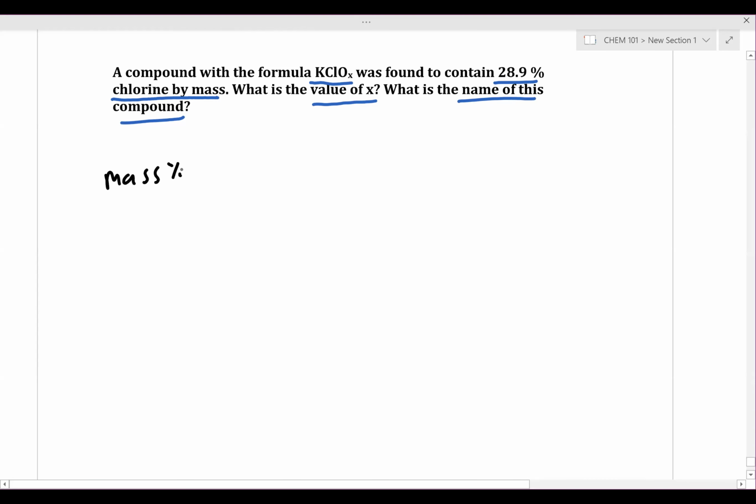So when we think about the mass percentage of chlorine, what am I fundamentally doing? I'm taking the mass of what? Chlorine. So I'm taking the mass of chlorine divided by the total mass. And what does the total mass represent? The total mass is the molar mass of what? Yep. So I'm dividing by the molar weight of this compound, KClOx, right?